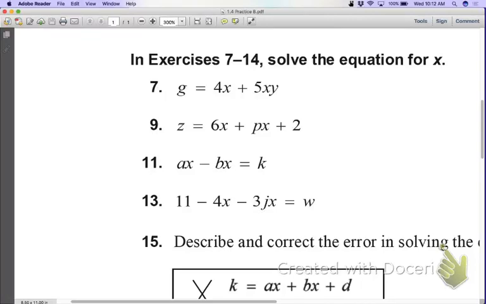With anything 7 through 14, you're trying to solve for x. What do you notice about x, though? It's in two different places, right? So we have 4x and then we have 5xy. So we can't just move the 5x over.